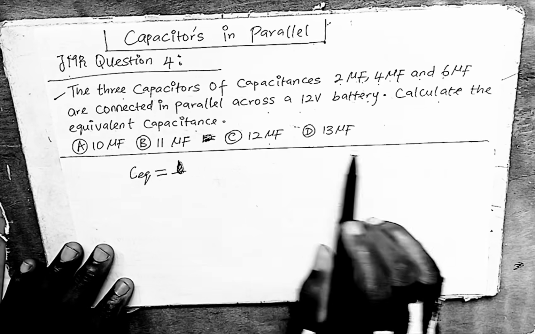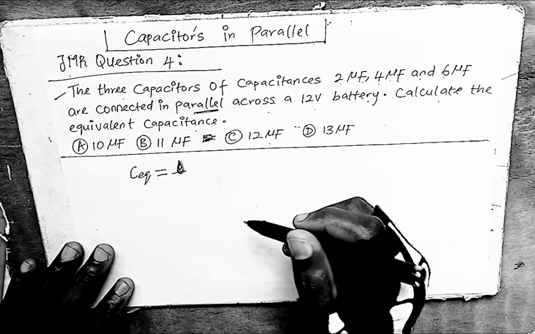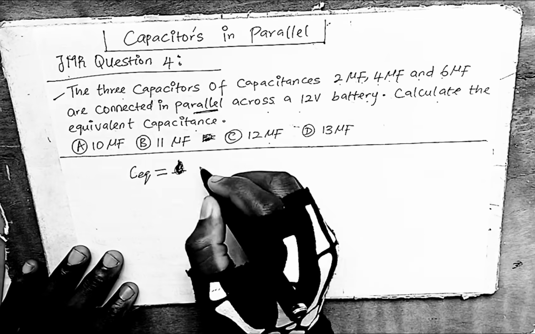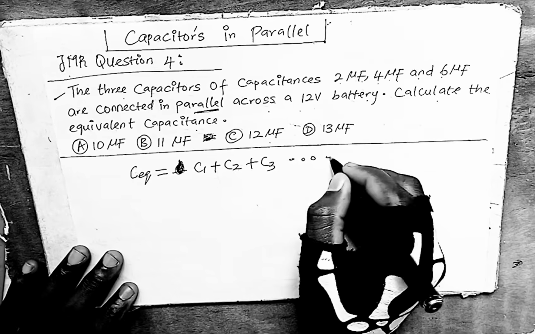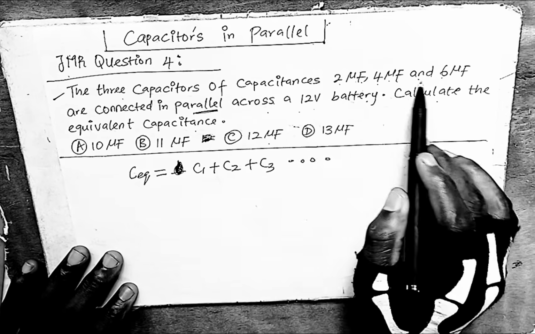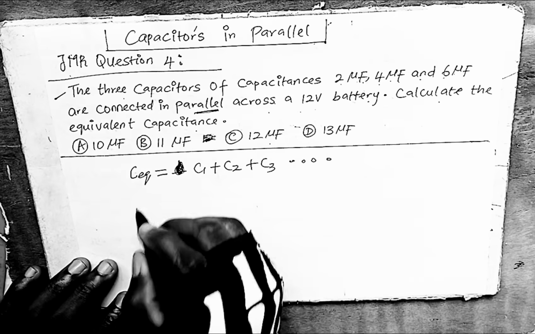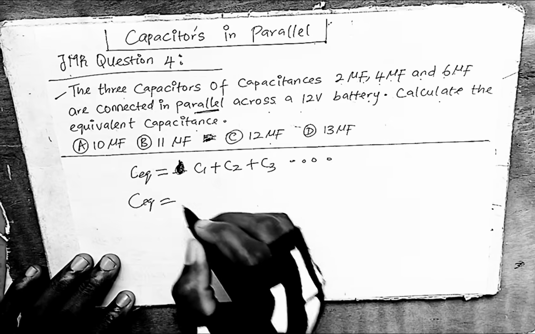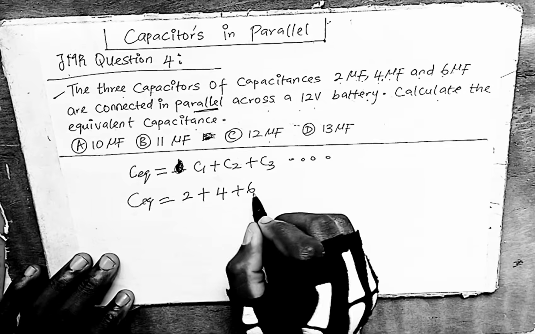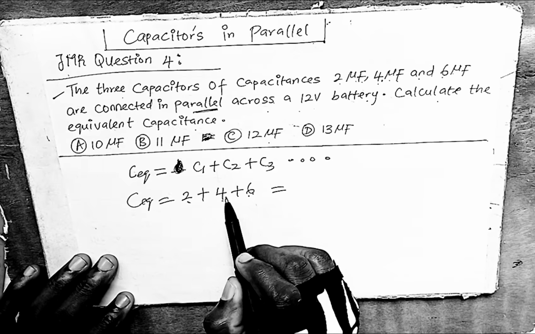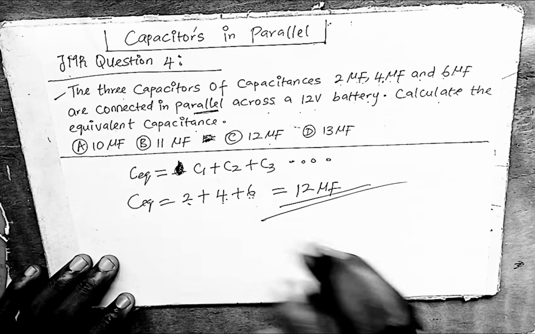Since it's connected in parallel, remember, parallel is the one you add. In capacitors, you add in parallel. So it's going to be C1 plus C2 plus C3 and so on, depending on how many. Here they give us only 3 capacitors. So C equivalent is equal to C1, which is 2, plus C2, which is 4, plus C3, which is 6. 2 plus 4 is 6, plus 6 is 12. That's 12 microfarad. Among the options, pick the correct option and drop it in the comment section. Very easy.